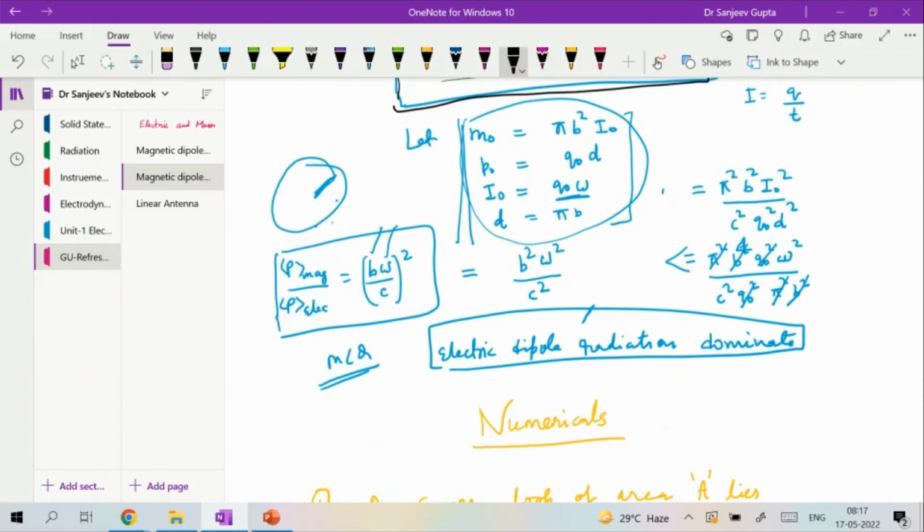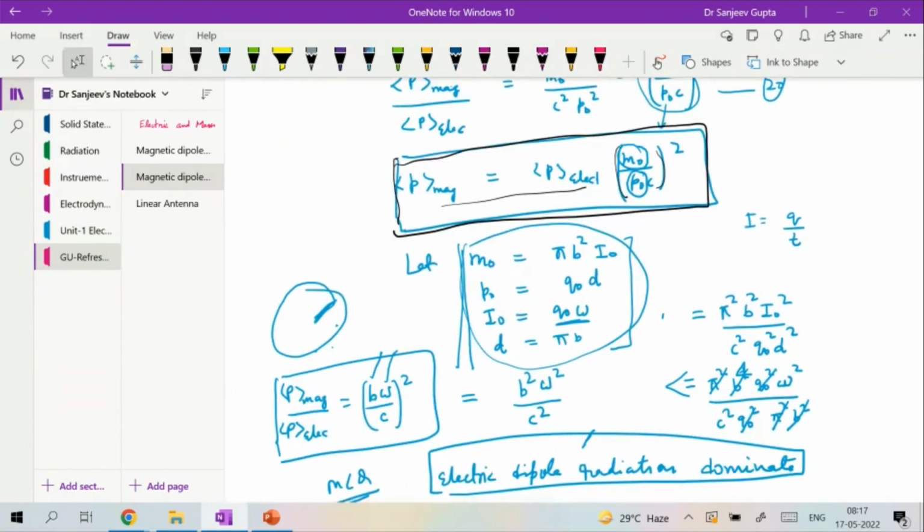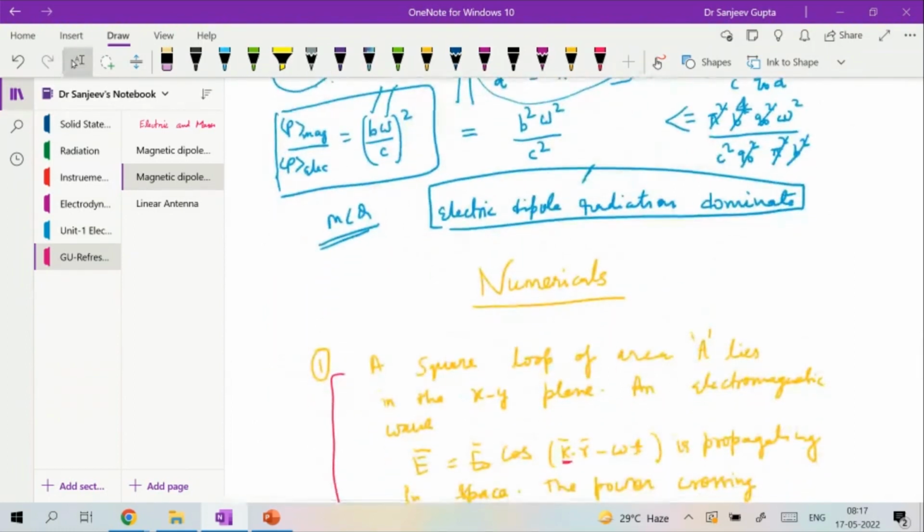So what does this mean? It means always remember that electric dipole radiation always dominates. The magnetic dipole has a much lesser amount, but electric dipole radiation has a higher value, which dominates when we compare the electric and magnetic cases. So these are a few understandings and the comparison of electric and magnetic. I hope you have seen.